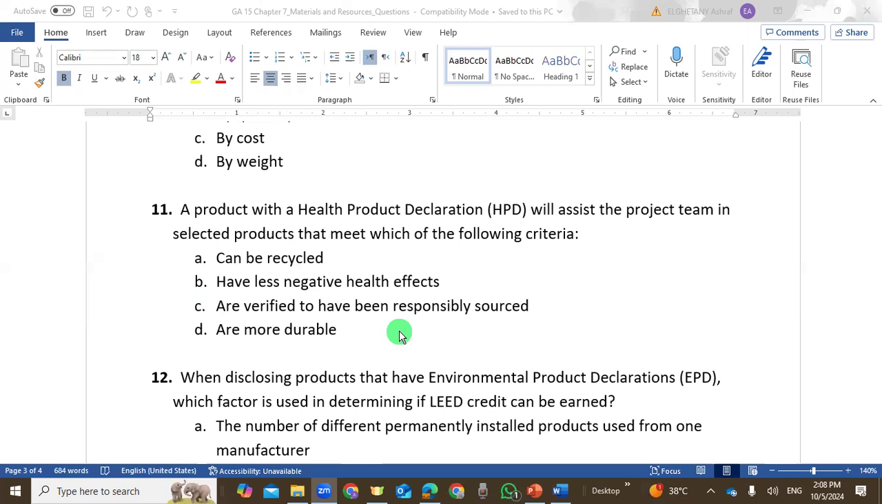Can be recycled, it's not related. Have less negative health impact, for sure. Are verified to have been responsibly sourced, not necessarily. It's about the health properties, not about where you get the product. Are more durable? It doesn't matter. It can be durable and it cannot be. Okay, so the answer is what you answered, less negative health effects, because it has an HPD.